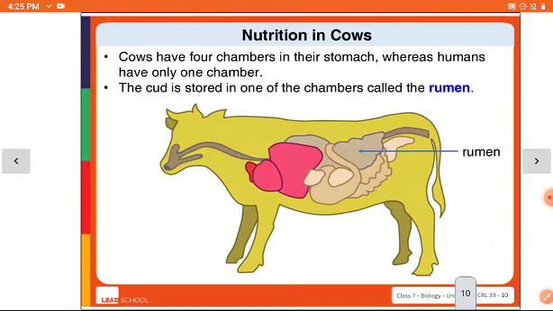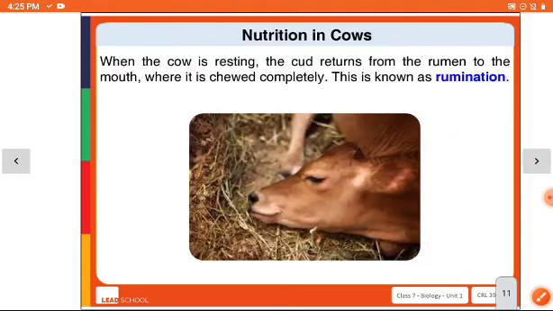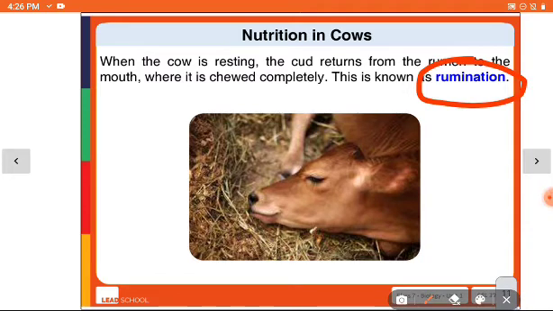which is indicated by the blue indicator. That chamber is known as rumen. When the cow is resting, the cud returns from the rumen to the mouth. It is chewed completely. This is known as rumination. We see this in our daily life. Rumination means that when an animal is resting, it keeps moving its mouth continuously. That means it is doing rumination.